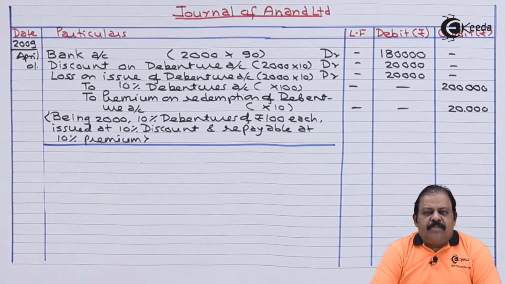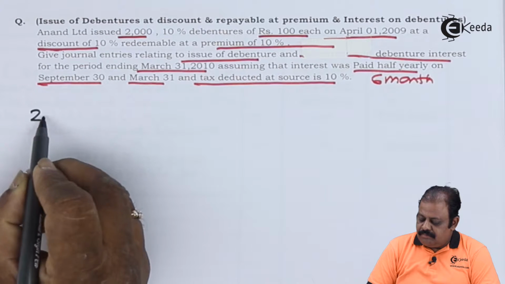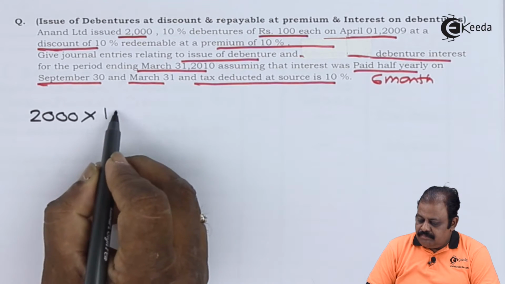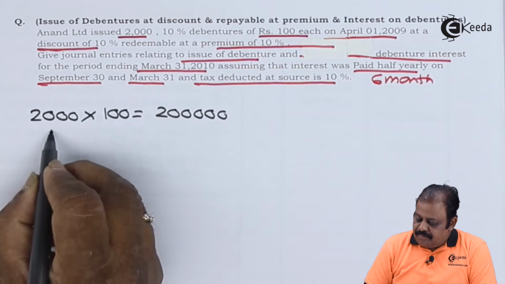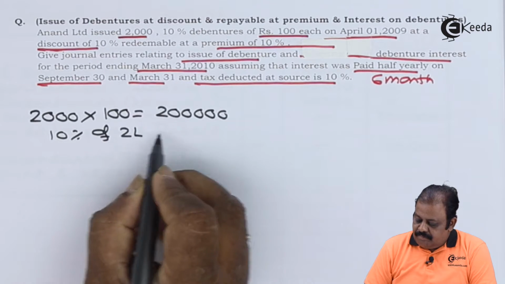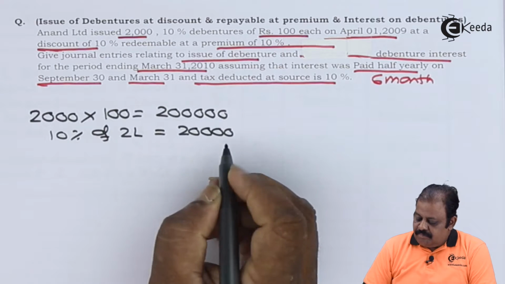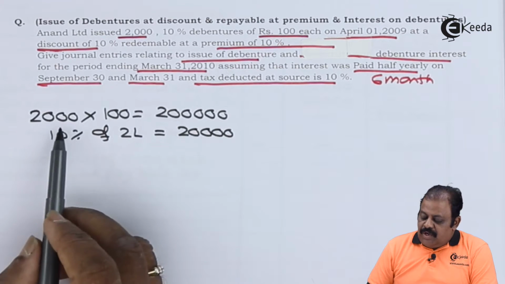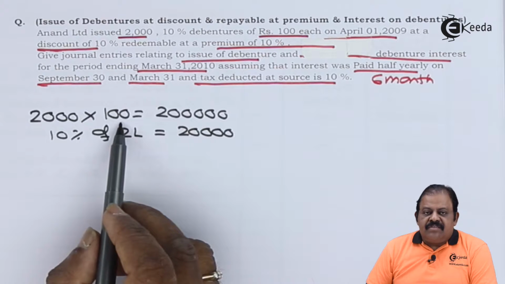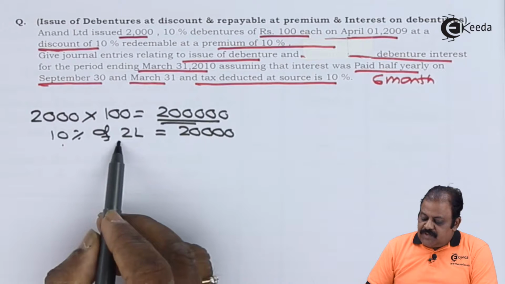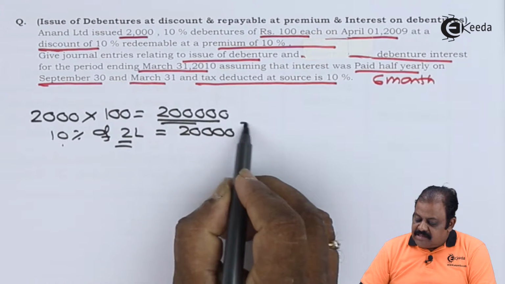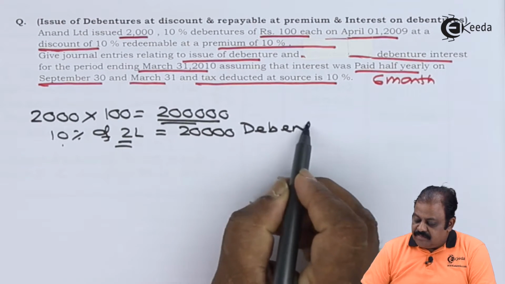As per information given in the question, we are required to think of entry for payment of debenture interest. 2,000 debentures of rupees 100 each. So total amount is 2 lakhs. 10% of this 2 lakh. So debenture interest is 20,000.